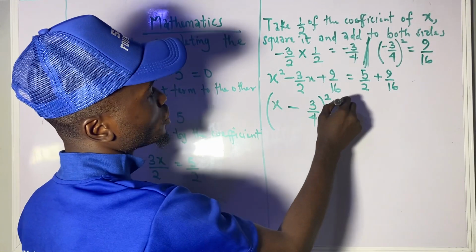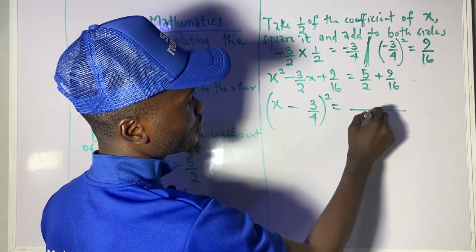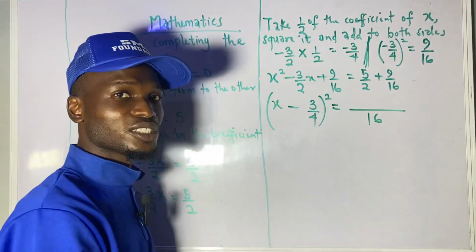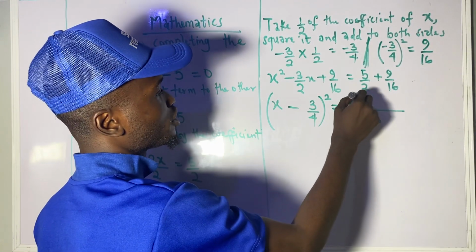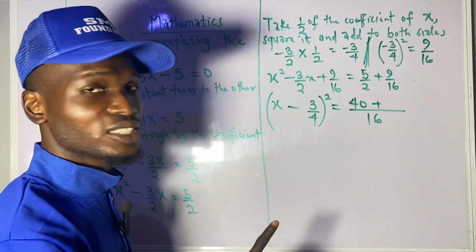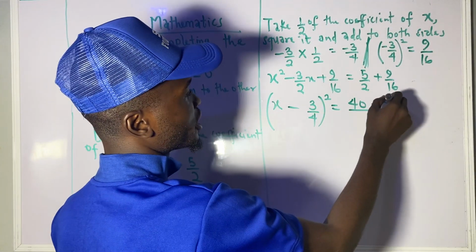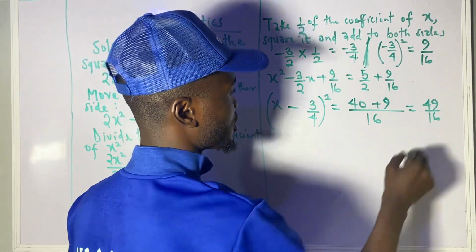So we move. At the right-hand side, we take the LCM of 2 and 16, which is 16. How many 2 in 16? That is 8. 8 times 5 will give me 40. Plus how many 16 in 16? That is 1. 1 times 9 will give me 9. So from here I have 49 over 16.